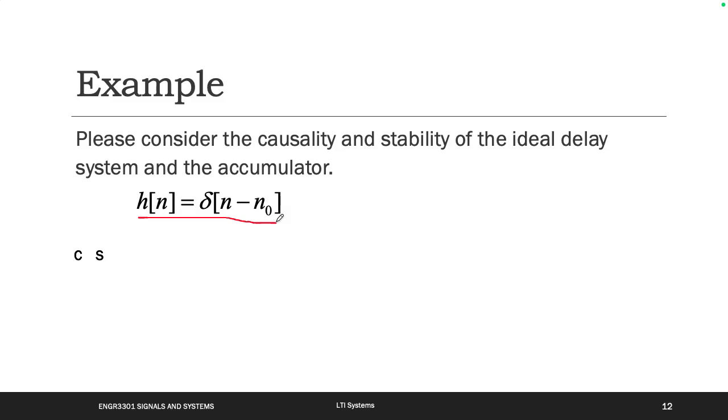It is n minus n0, right? If n0 is greater than 0, it must be this one, or this one. That makes sense to you? Which means it is causal. If n0 is smaller than 0, it is here. So causal or not causal depends on n0, am I right?